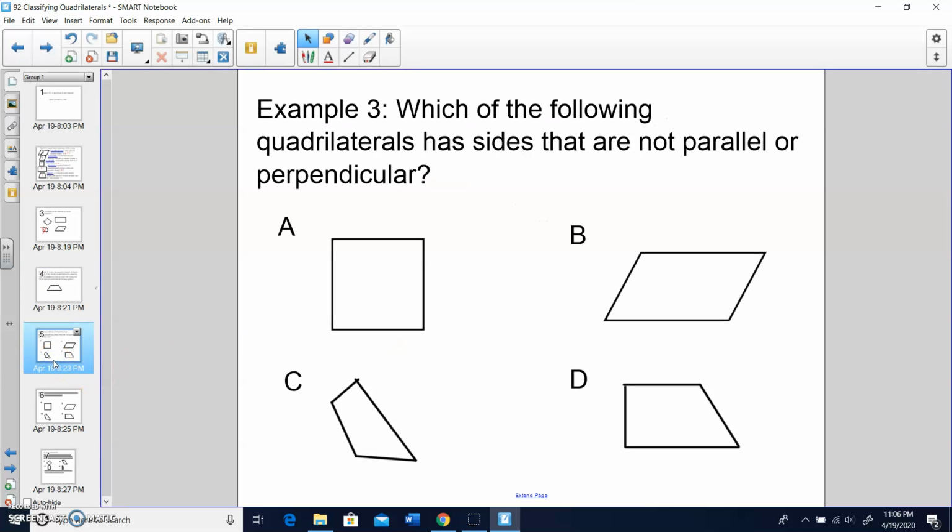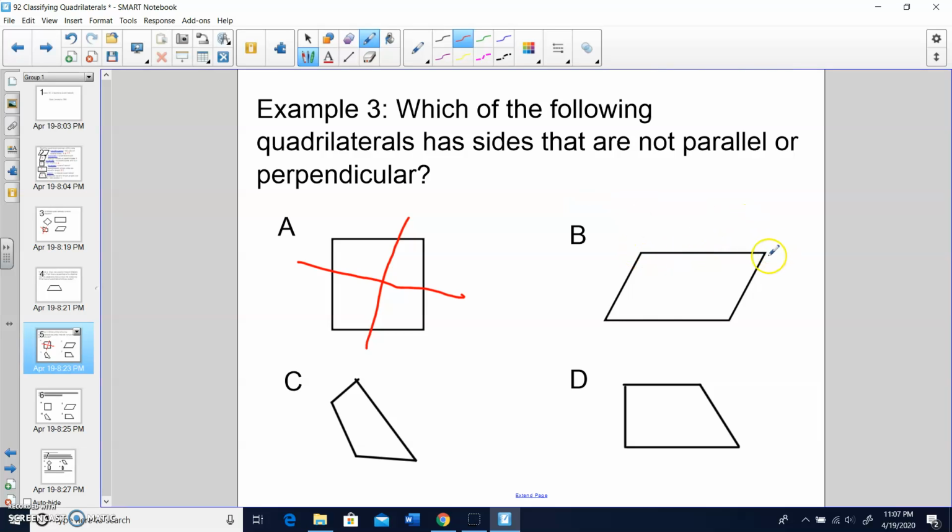Okay, if you turn the page in your math books to page 586, example 3: which of the following quadrilaterals has sides that are not parallel or perpendicular? Okay, so looking for parallel or perpendicular lines. Well, in A, the top and the bottom are parallel, the right and the left are parallel. We also have perpendicular sides because they form a right angle right here. So this does not work. It's parallel and perpendicular.